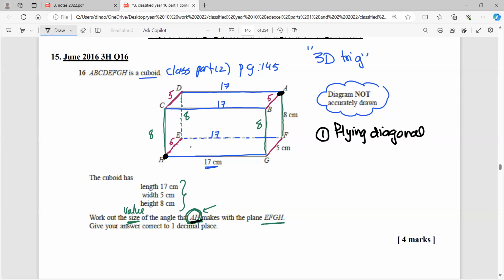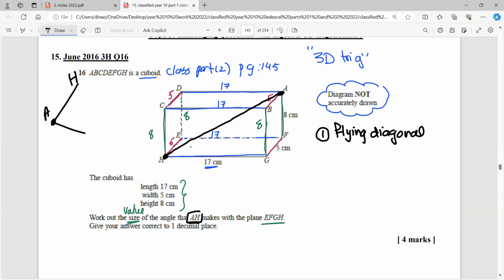The flying diagonal, I will join it this way. Why AH? Because it is the one that said AH. So this AH is mine. Now as we said earlier in our introduction, any angle is made out of two lines. AH is one of the lines of my angle. So we identified the AH.